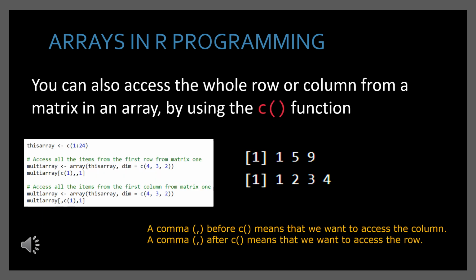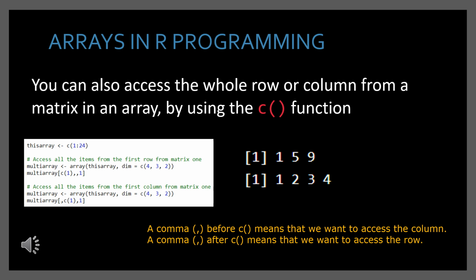You can also access a whole row or column from a matrix in an array by specifying it with the c function, which means the row we are not going to give, or the column we are not going to give. For that we can just put a comma before or after and leave that space empty, which will be taken as a full row or a full column. For example, multi-array[1, , 1] takes the first row, which has the values 1, 5, 9. So it is a one-dimensional array.